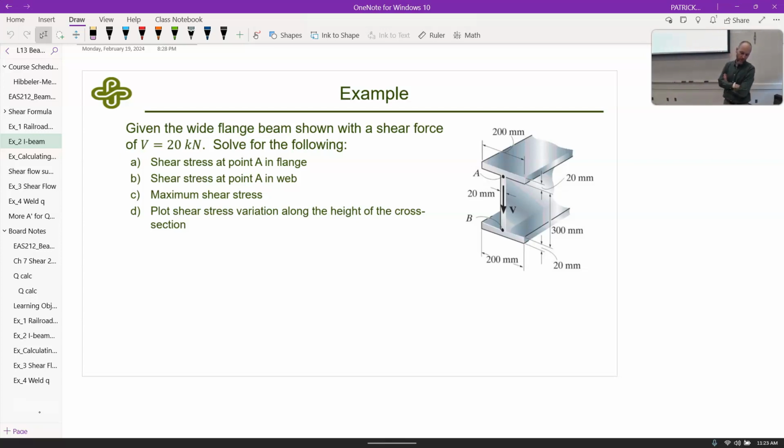So what we want to do with this example, we're told the resultant shear force is 20 kilonewtons. We want to evaluate the shear stress at point A, at that junction between the flange and the web. And we want to calculate, one, what's the shear stress there if we consider it ever so slightly just above that point in the flange? The critical thing there is that t is going to be equal to 200 millimeters if it's in the flange.